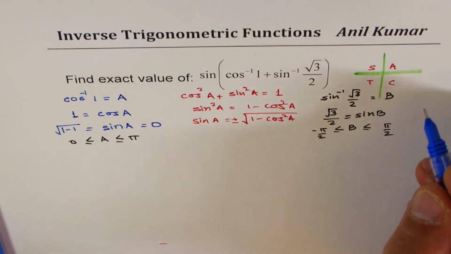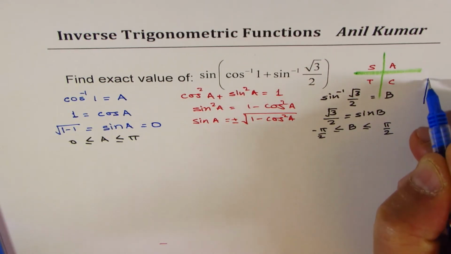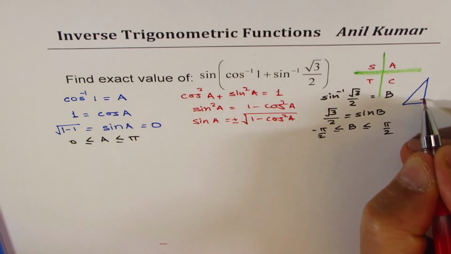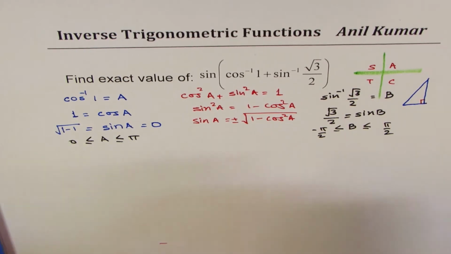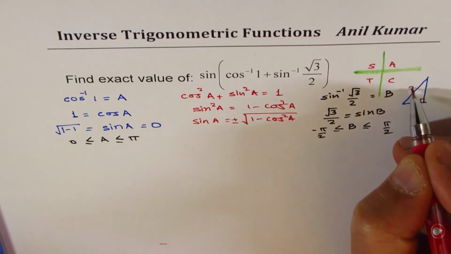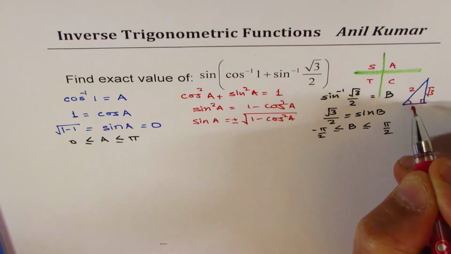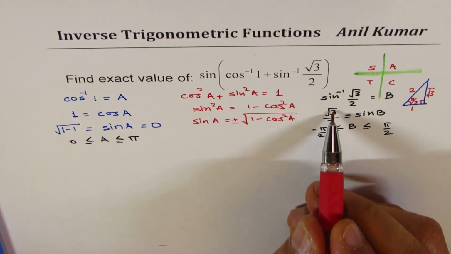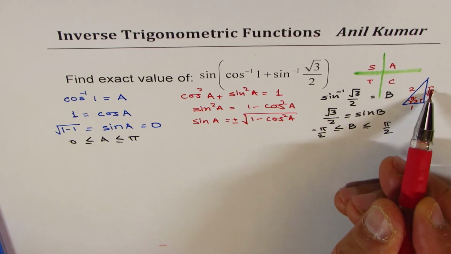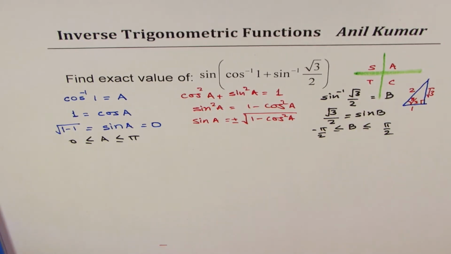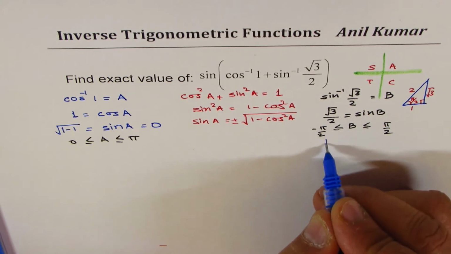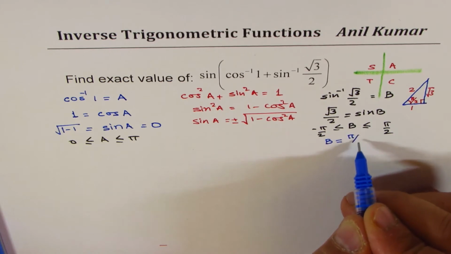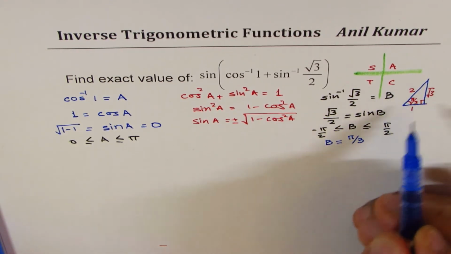Let's make a special triangle. I'm going to use very basic concepts, which helps to understand better. Let me take some more extra time, but it helps. In this special triangle, sides are 1, 2, square root 3. This angle is pi by 3, correct? We are looking for the sine value of square root 3 over 2, opposite over hypotenuse, so we know what B is. So that gives you B as equal to pi by 3, right?